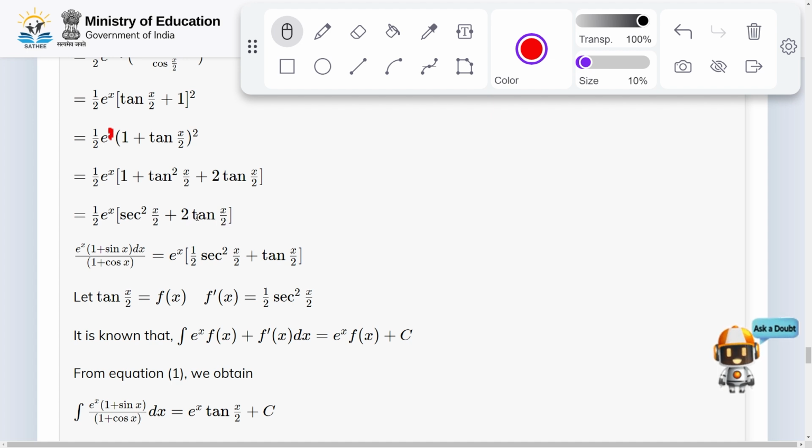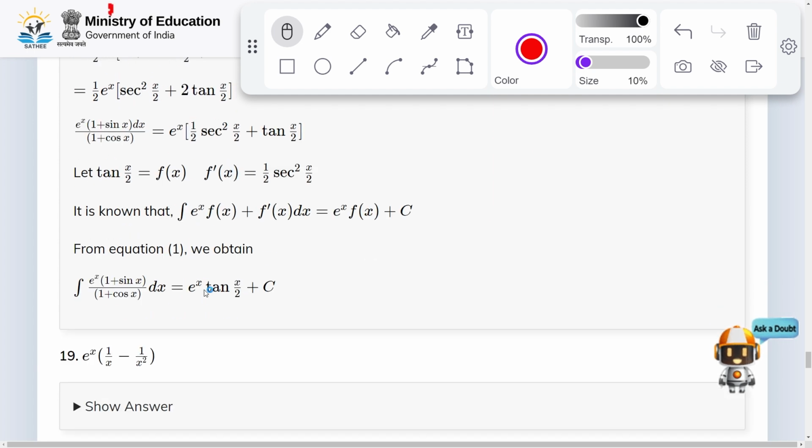Now differentiate. If you know that the differentiation of 2 tan x/2 is what? 2 times sec² x/2 multiplied with half, so this means sec² x/2. So this is of the form f(x) + f'(x), where f(x) is your 2 tan x/2. This means your final answer will be half of e^x times 2 tan x/2. The 2 from the numerator and denominator will be cancelled. You are only left with e^x tan x/2 plus some constant.